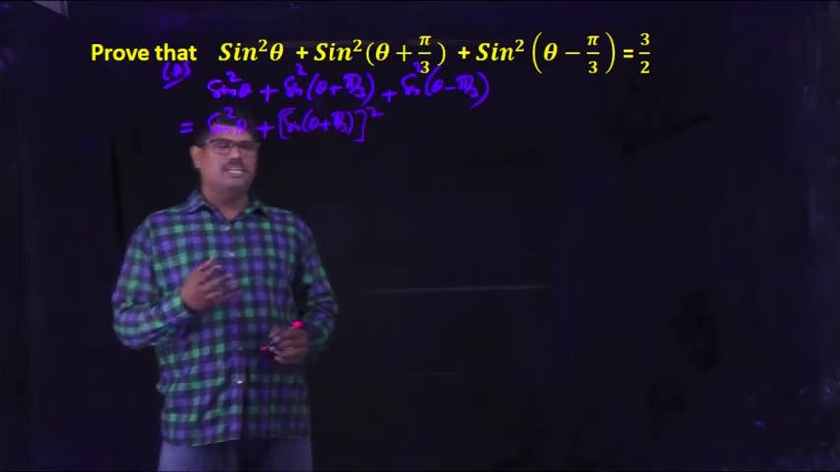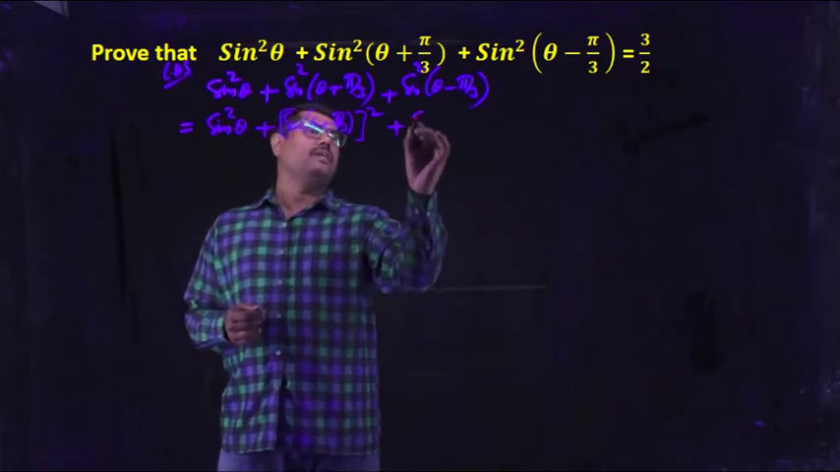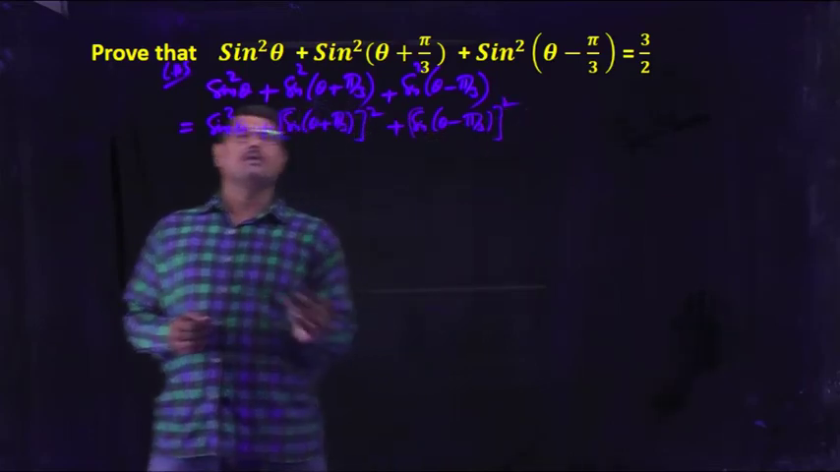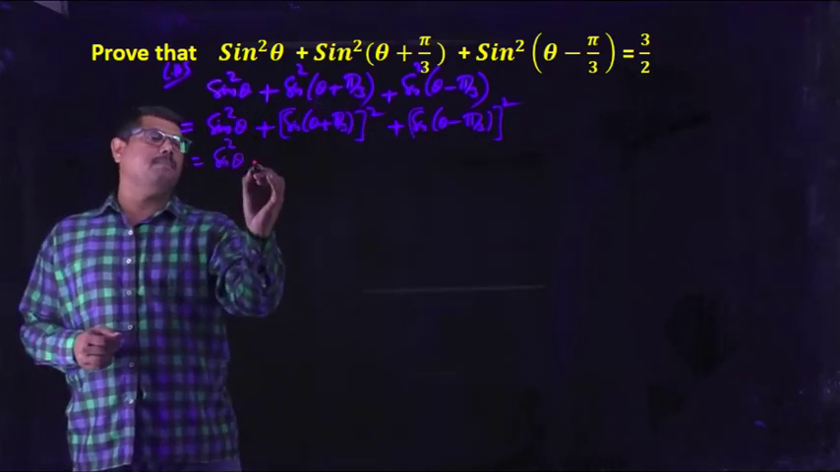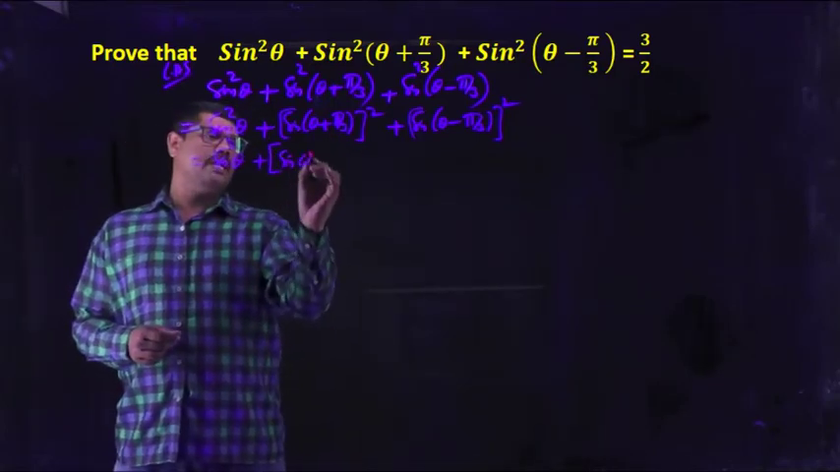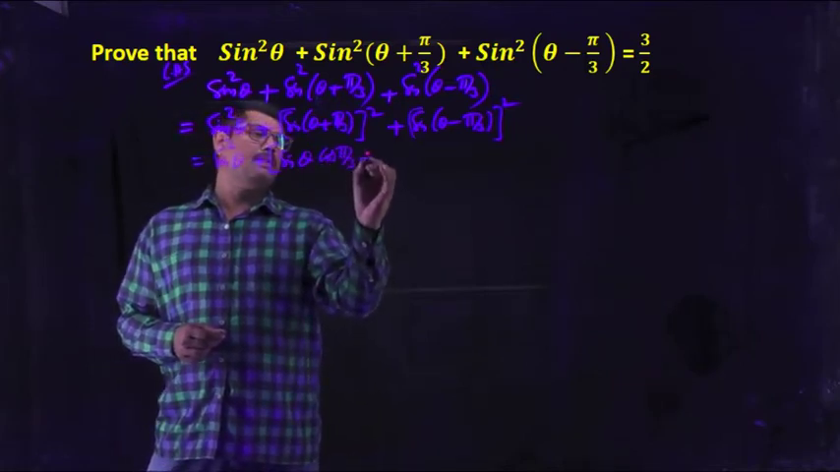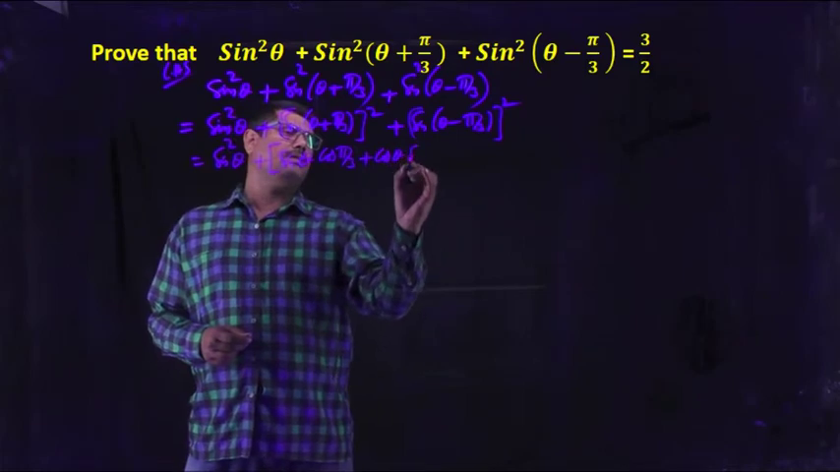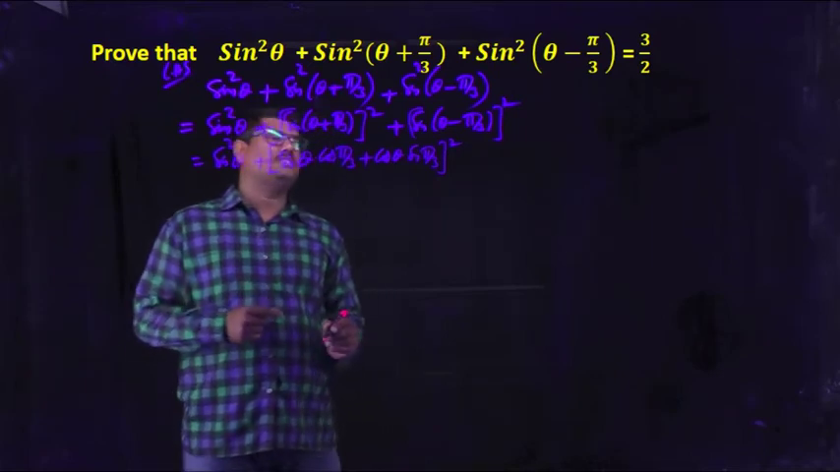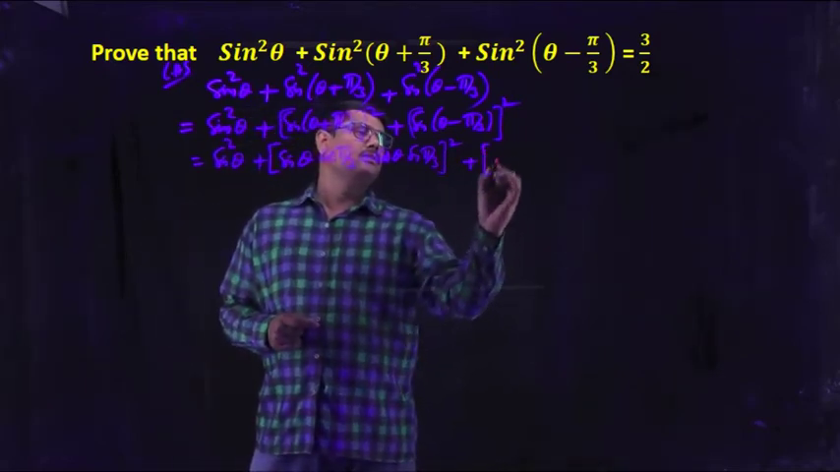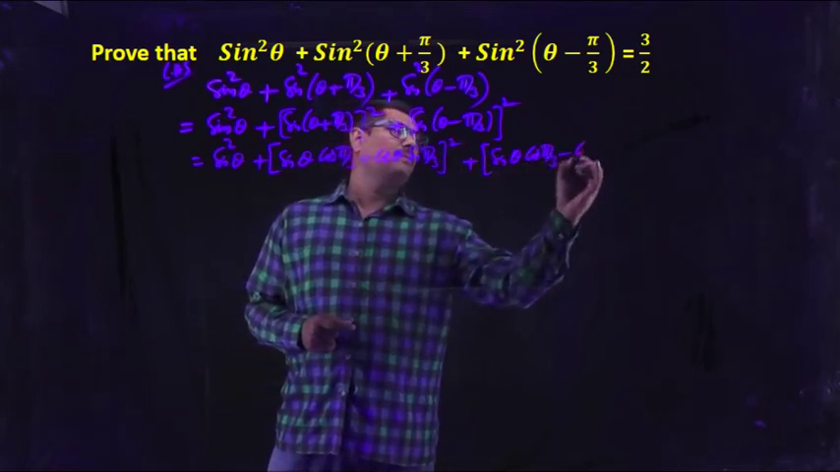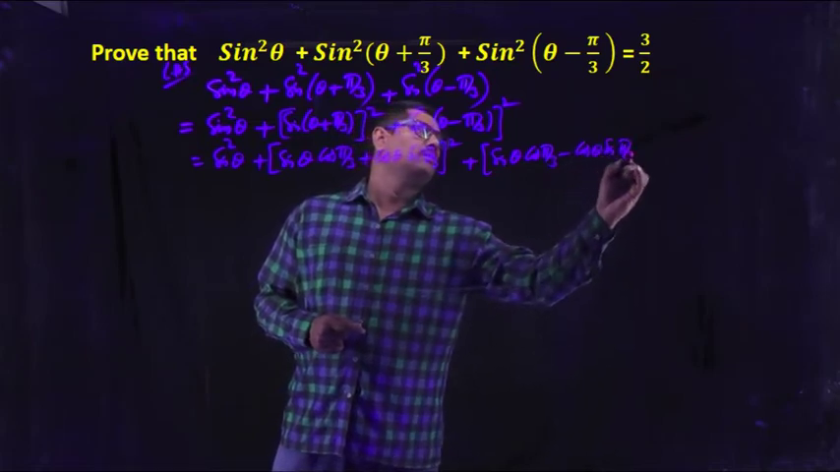Generally, sin square theta means sin theta whole square. Also write this one in the same manner, sin theta minus pi by 3 whole square. So which is equal to sin square theta plus, we have the formula of sin a plus b, use that one. So which is sin theta cos pi by 3 plus cos theta sin pi by 3 whole square, plus this one, sin a minus b, sin theta cos pi by 3 minus cos theta sin pi by 3 whole square.